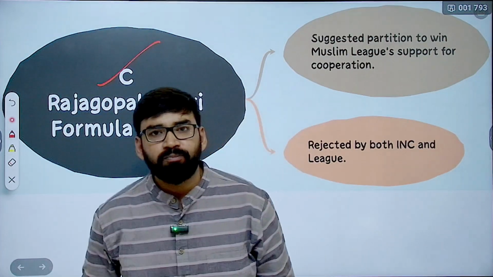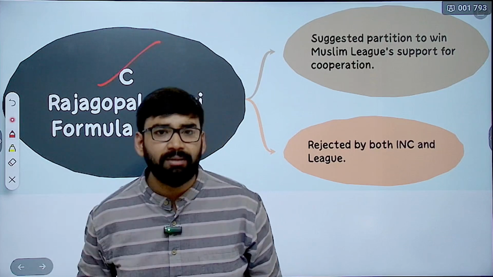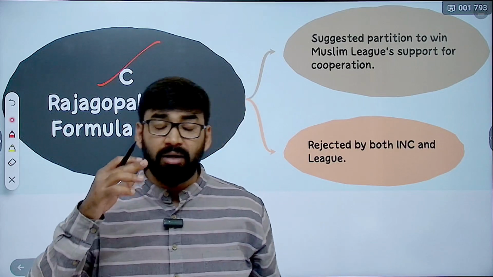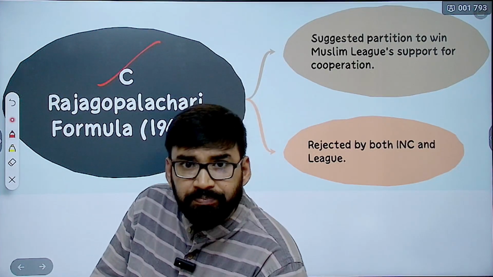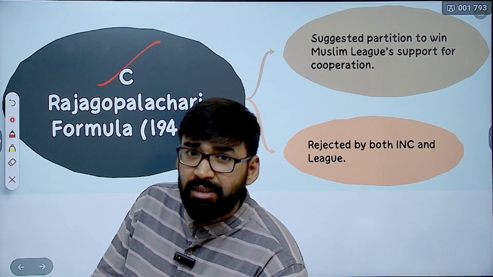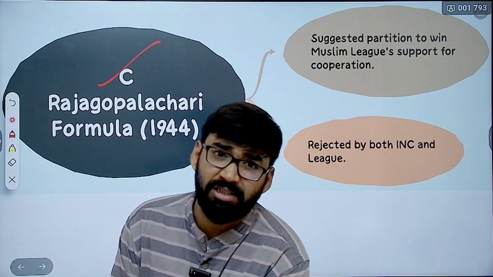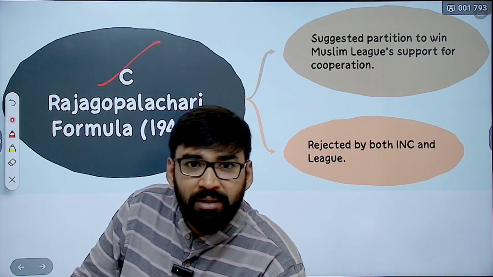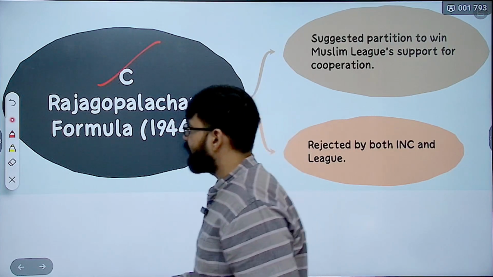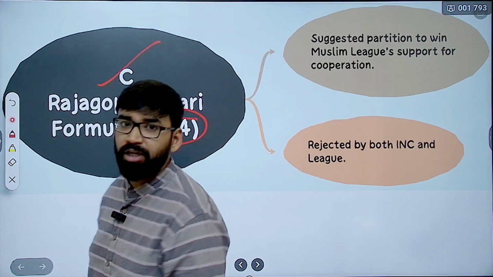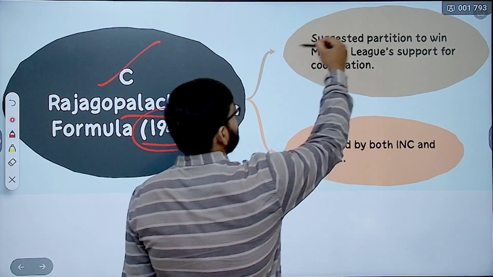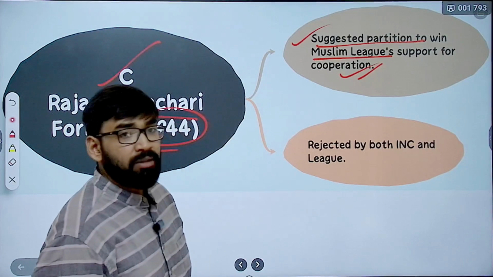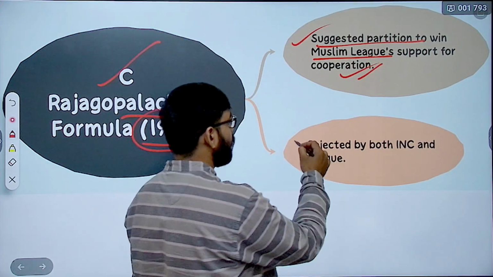What was that formula? Why is this formula very important? Let me tell you, C. Rajagopalachari is, you can say, an in-law of Mahatma Gandhi. How? Mahatma Gandhi's son was married to C. Rajagopalachari's daughter. There is a very famous statement of Patel here, which I will tell you shortly. So remember one thing, the C. Rajagopalachari formula of 1944. It suggested partition to win Muslim League support for cooperation. And second, it was rejected by both the INC as well as the League.